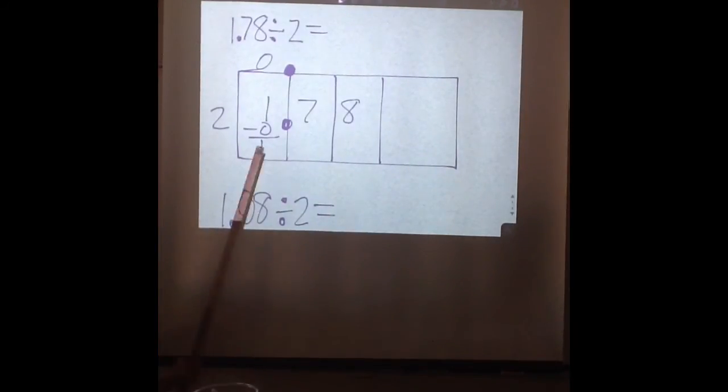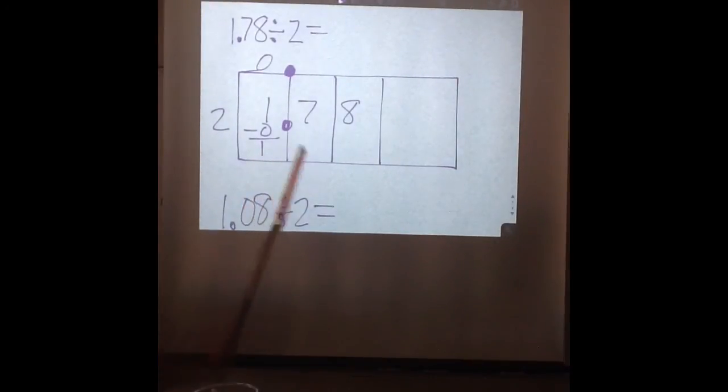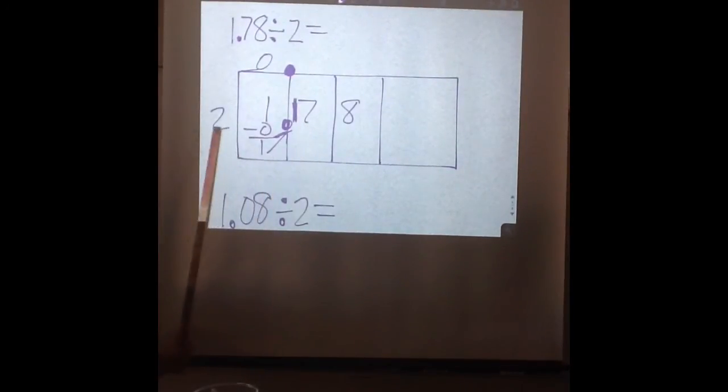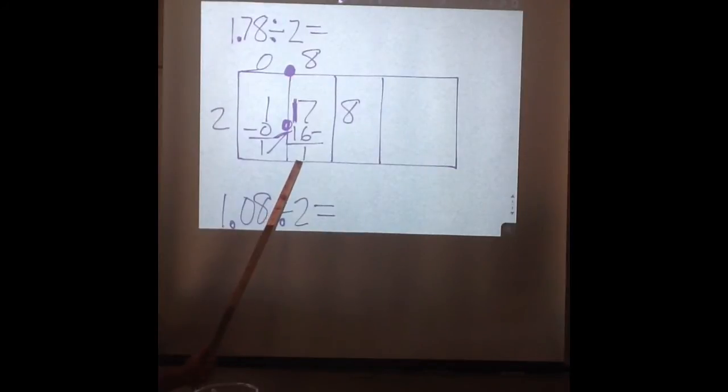Now what do we do with this 1 right here? That's right, we're going to move it over in front of the 7, right? So now we have what? We have 17. How many 2's are in 17? 8, that's right. 8 times 2 is 16. We subtract that, and that's going to leave us with 1, right?